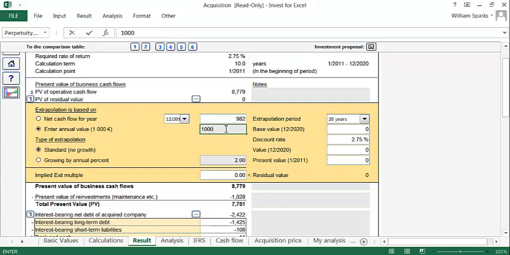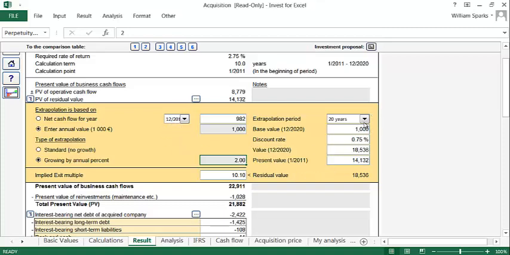Thousand, yeah. And now it will be based on that value, the extrapolation. And if you don't want to have a growth, actually we don't have a growth now. No growth is selected. But if you want to have a 2% growth, then you select growing by, and it increased the residual value because it was with 2% growth.